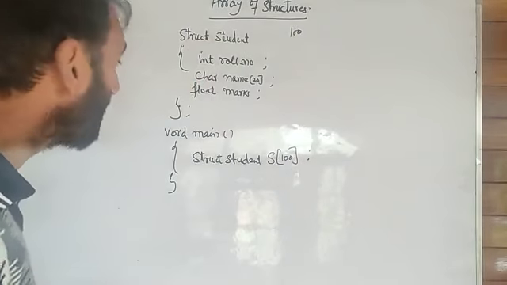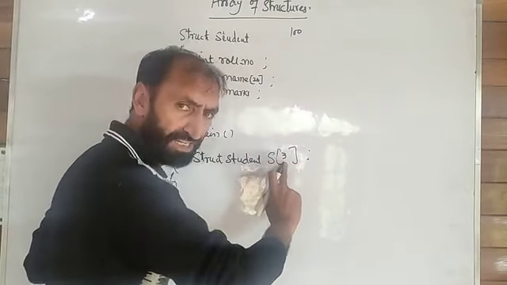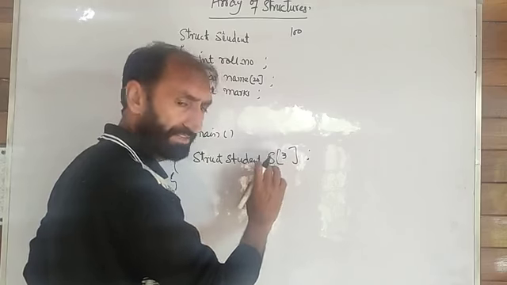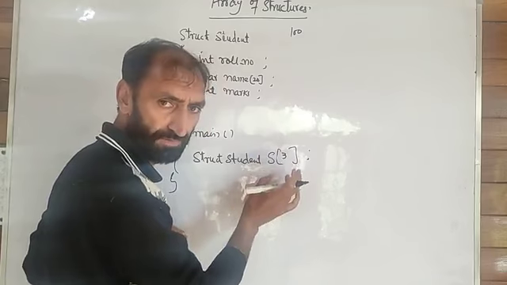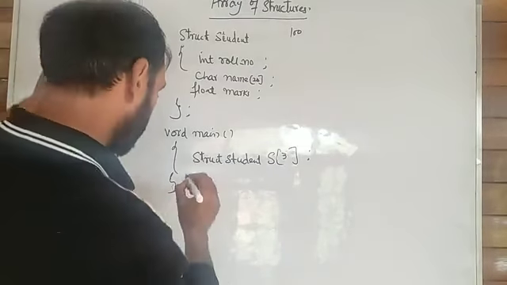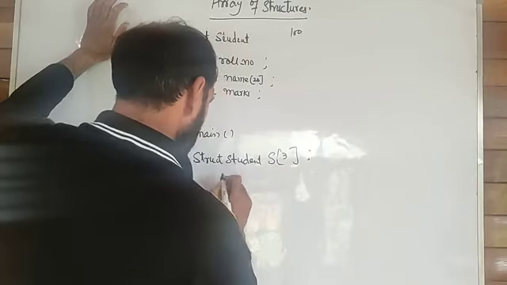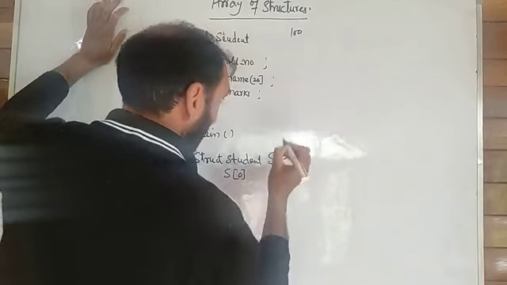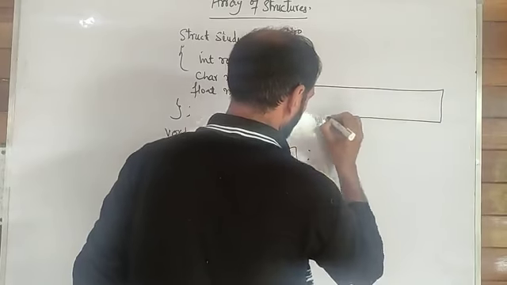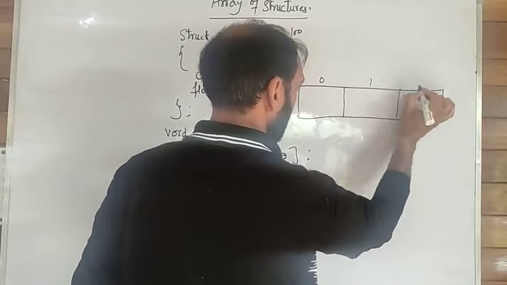Now for example, for simplicity, we will consider here an array of 3 students, 3 variables. Here we have declared 3 variables, S up to S3. Now the question is how we can initialize this. It is easy. For example, S of 3 in the memory. In the memory, this will be represented as the 0th index, 1st index, 2nd index.